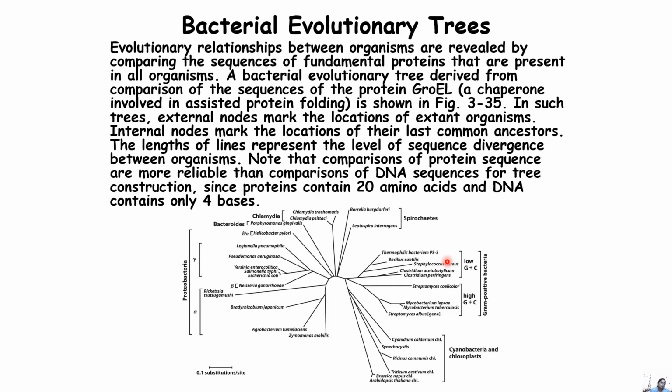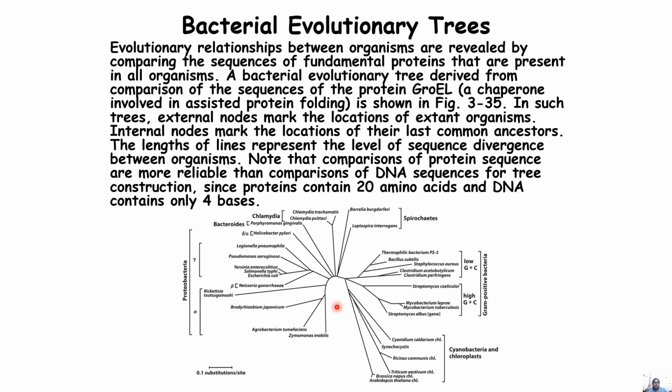Now, about bacterial evolutionary trees: evolutionary relationships between organisms are revealed by comparing the sequences of fundamental proteins that are present in all organisms. A bacterial evolutionary tree derived from the comparison of the sequences of the protein GroEL, which is a chaperone involved in assisted protein folding, is shown over here. In such trees, external nodes mark the locations of extant organisms, and internal nodes mark the locations of their last common ancestors. The lengths of the lines represent the level of sequence divergence between the organisms.